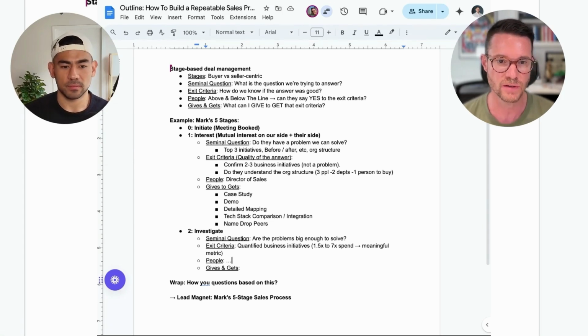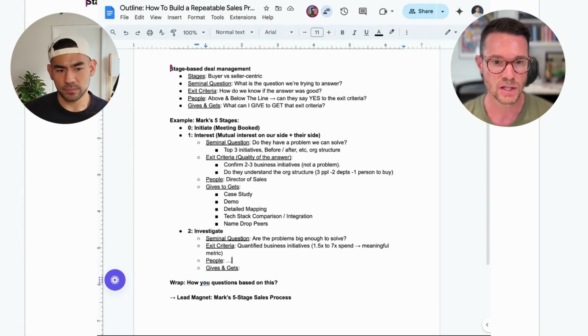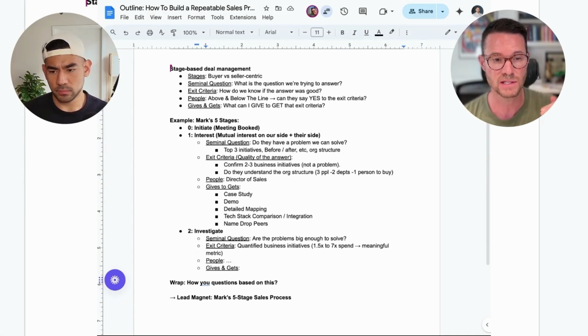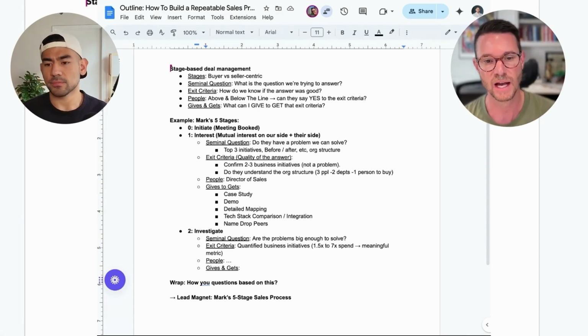So yeah, you might figure those things out in a discovery call. You might have to have 10 calls before you figure those out, but you don't get to leave stage 2 until you have the 2 or 3 business initiatives we're solving, and this is how big of a problem they are.